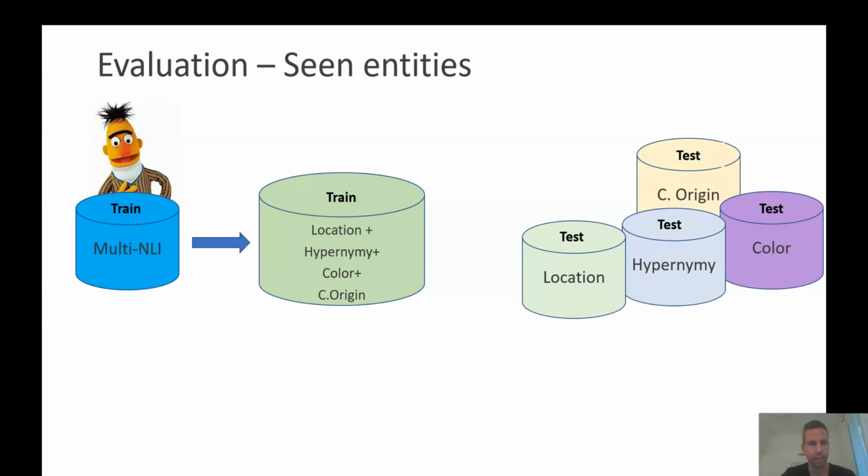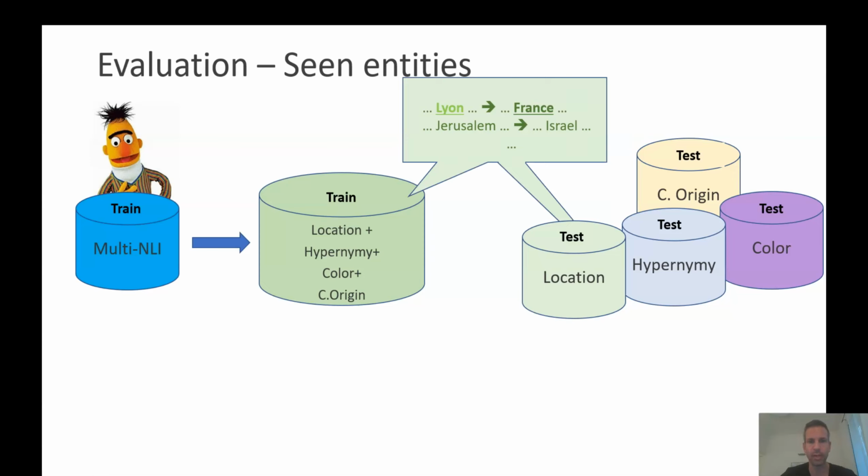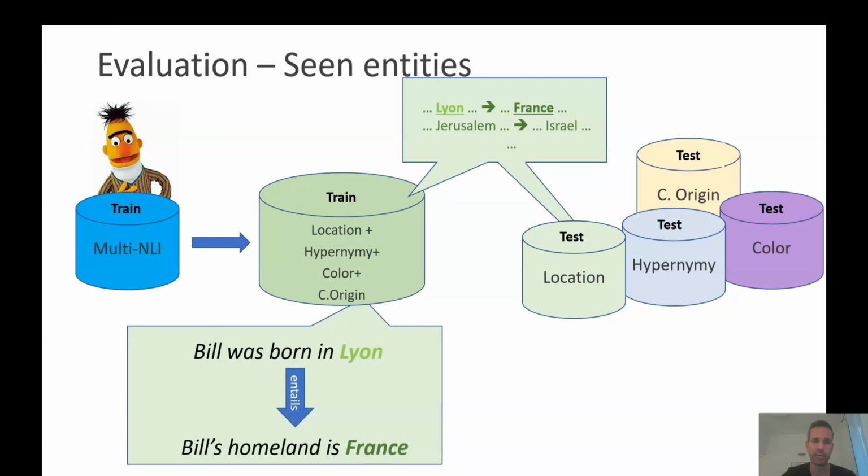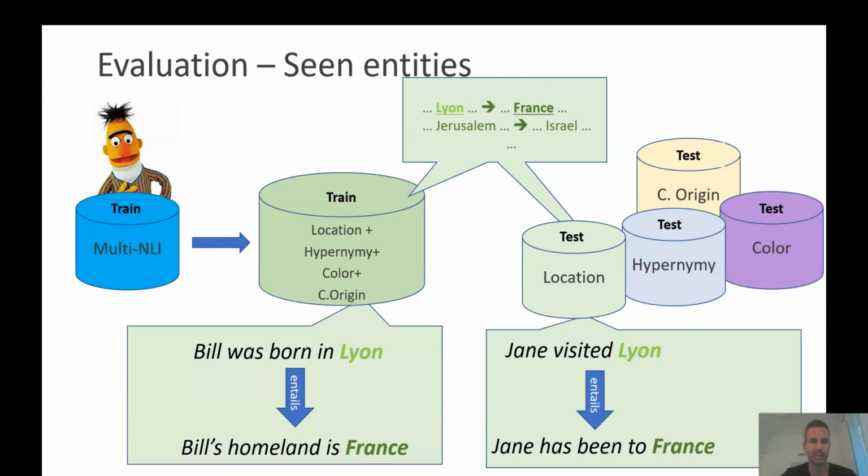At this stage, our test set included only entities that were already seen in the training set. For example, the sentence pair Bill was born in Lyon entails Bill's homeland is France could appear in the joint training set, and the pair Jane visited Lyon entails Jane has been to France would appear in the location test set, while Lyon and France have already been seen in the training set.